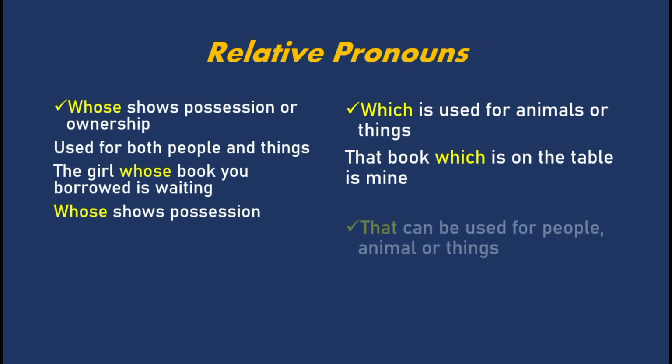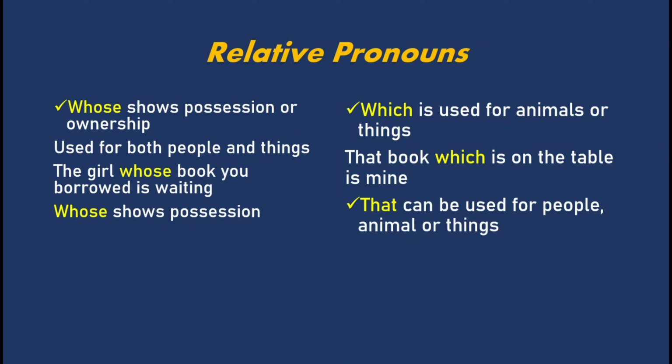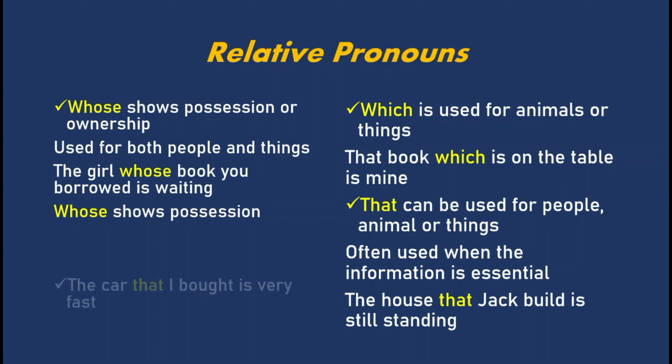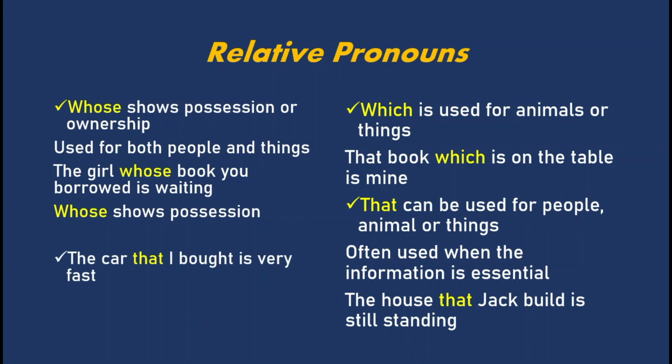That can be used for people, animals, or things and is often used when the information is essential to the sentence. For example, "The house that Jack built is still standing." That is a relative pronoun in this sentence. A few other examples are: "The car that I bought is very fast." "She is the artist who painted the mural."